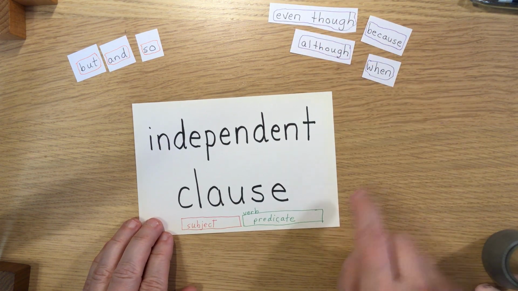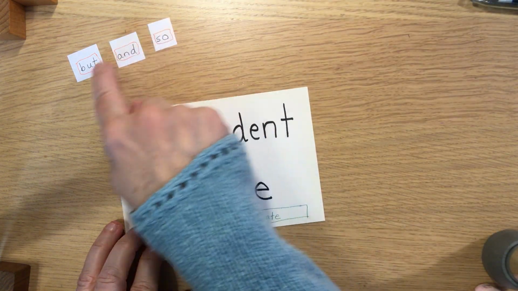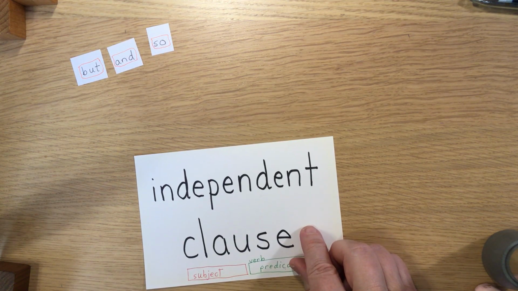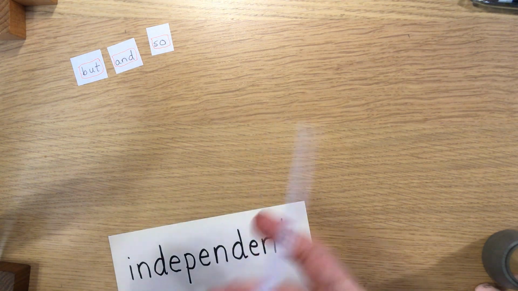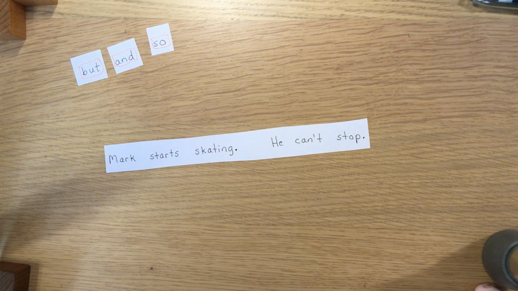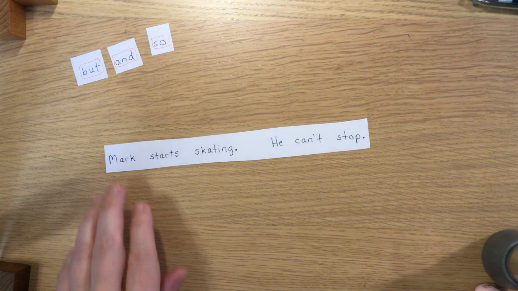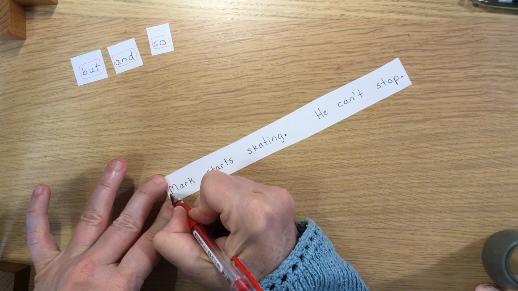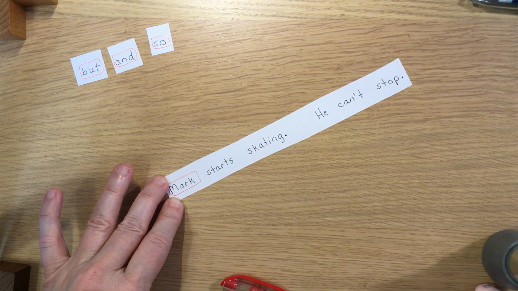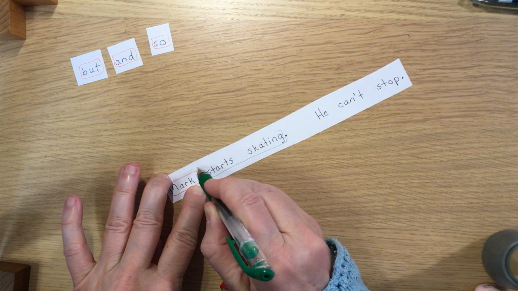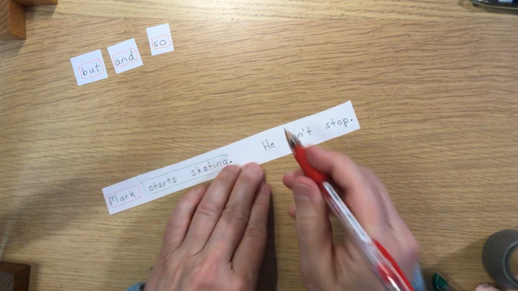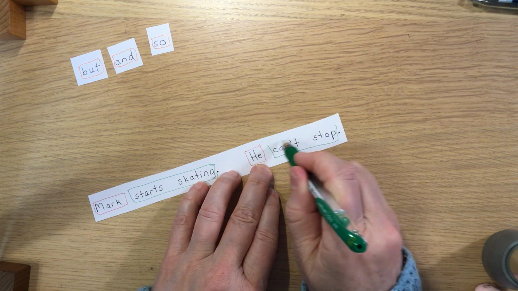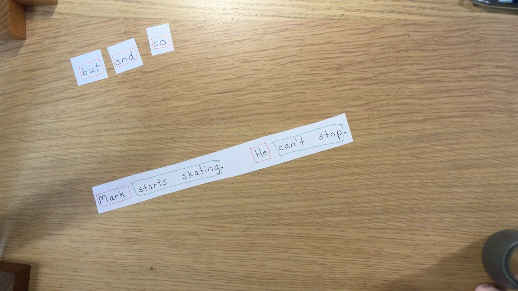Now we're going to start by looking at our compound sentence, our but, and so. So we're going to take a group of two sentences that we want to combine. So we have Mark starts skating, he can't stop. So let's look at these two sentences. We have our subject here and our predicate. And over here we have our subject and we have our predicate. So we have two independent clauses.